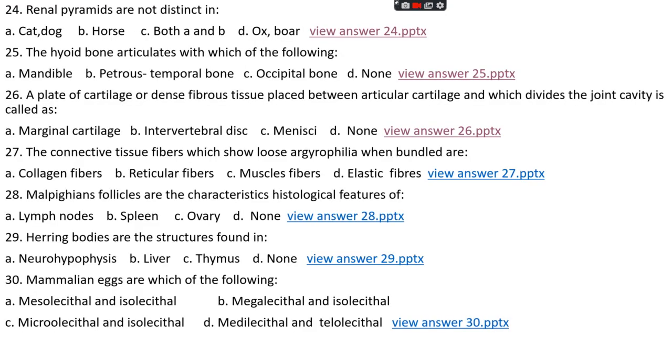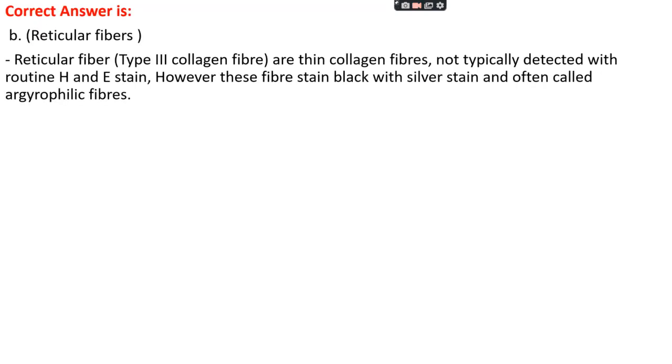Question number 27. The connective tissue fibers which show loose argyrophilia when bundled are: option A, collagen fibers; option B, reticular fibers; option C, muscle fiber; option D, elastic fiber. The right answer is option B, that is reticular fiber. Reticular fibers are actually type 3 collagen fibers, thin collagen fibers not typically detected with routine hematoxylin and eosin stains. However, these fibers stain black with silver stains and are often called argyrophilic fibers.